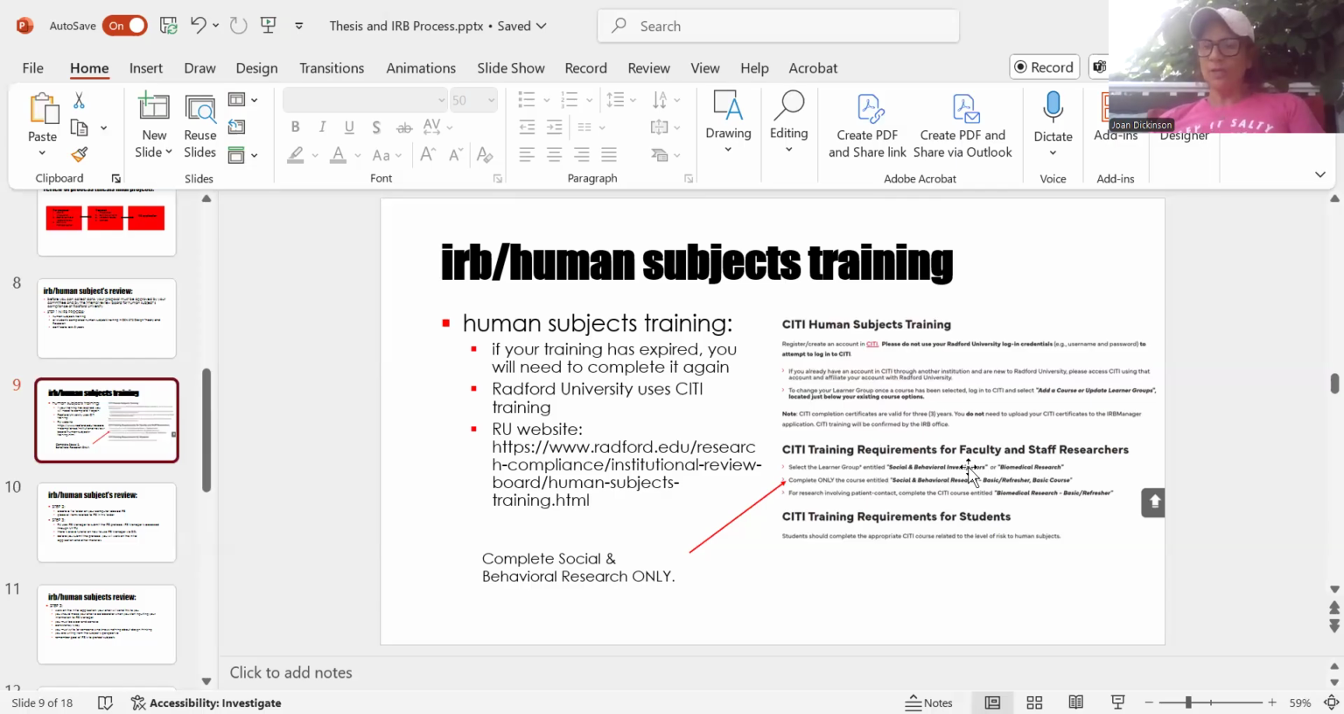So it's really important that you do the correct training, and the training is social and behavioral research only. That's the training that you want to do. All of you have done this. You did this in design theory and research, but remember, the training only lasts for 3 years, so you may need to redo it.